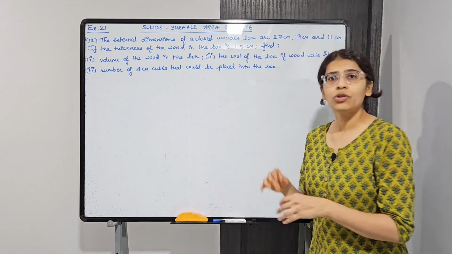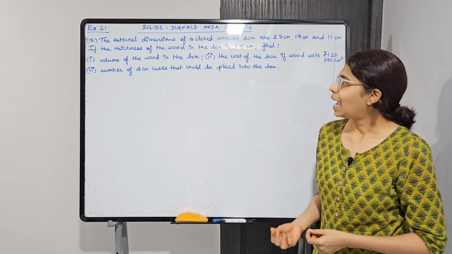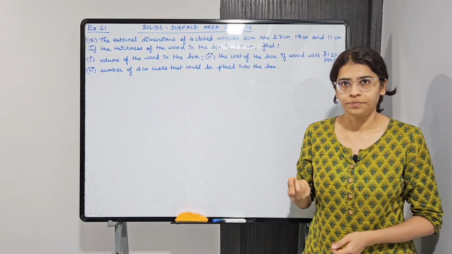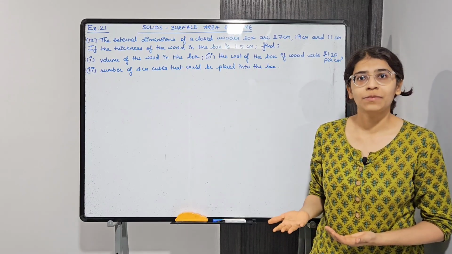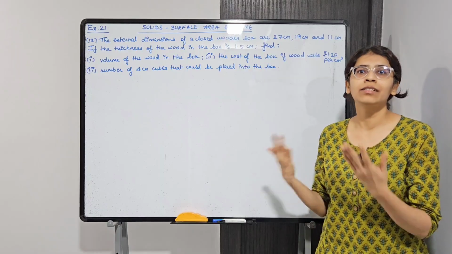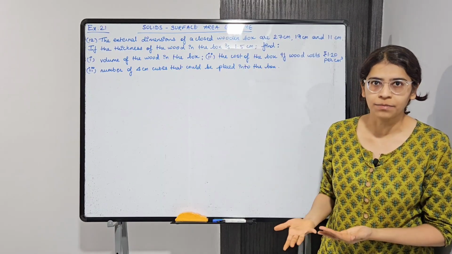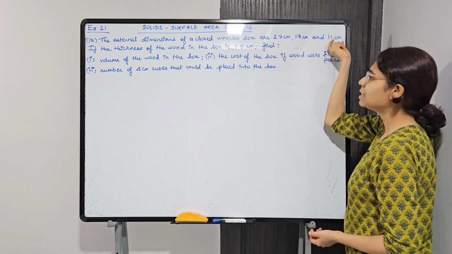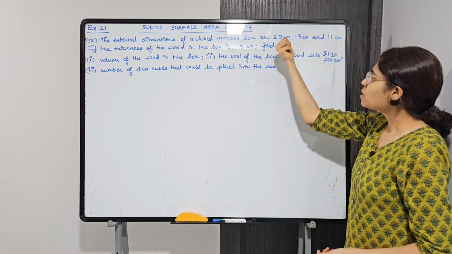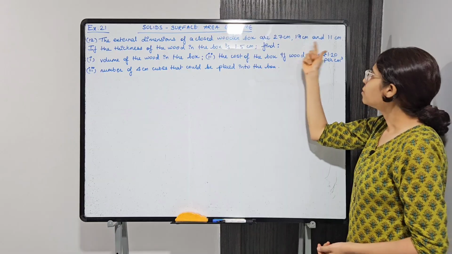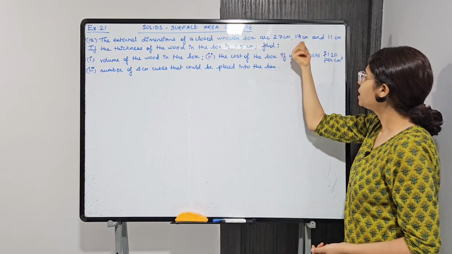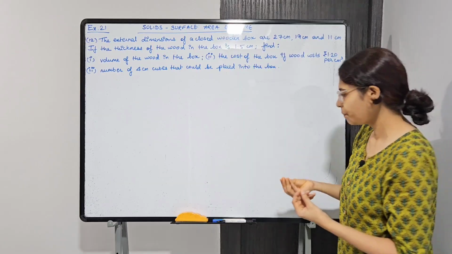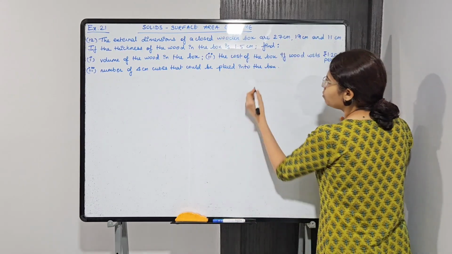So there is a closed wooden box and the external dimensions of this closed wooden box are given. External dimensions means external length, external breadth and external height is given. Okay, so external dimensions are 27, 19 and 11. First one is length, second one is breadth and third one is height. External length, external breadth and external height is given to us. So there is a wooden box.